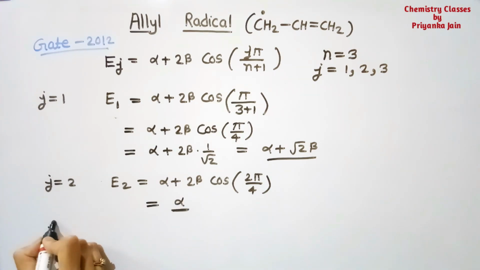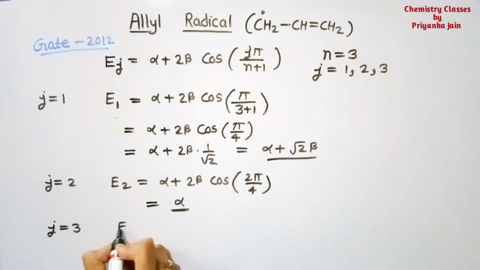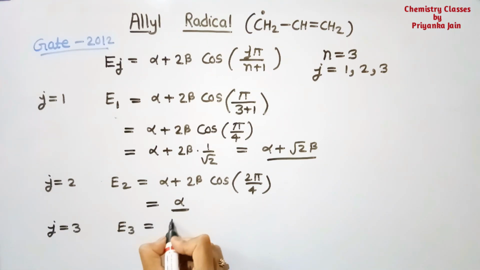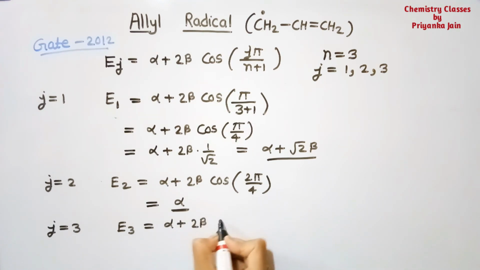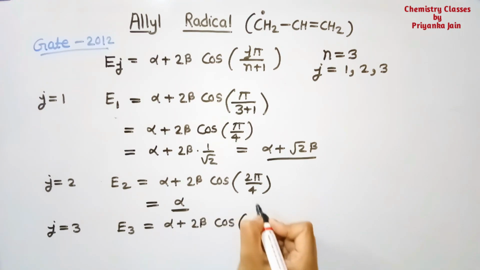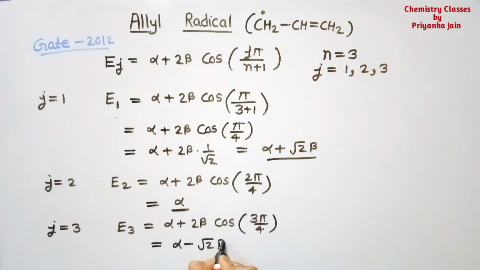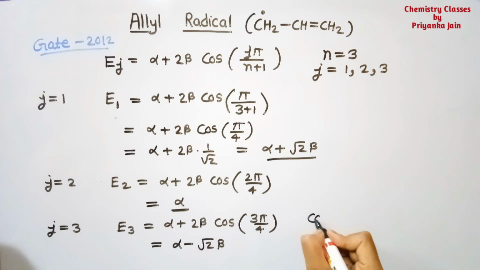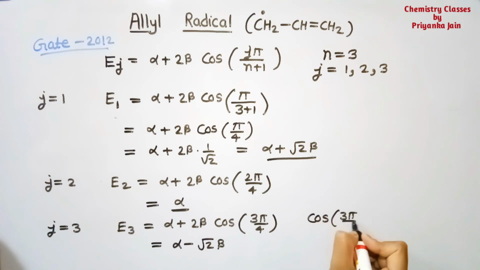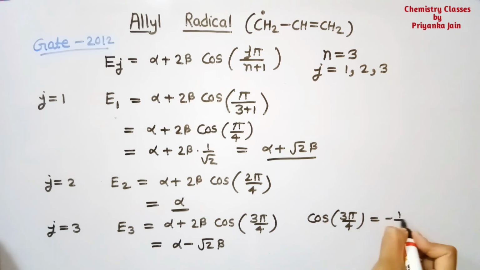Similarly in the third case, when j is equal to 3, E3 means alpha plus 2 beta cos 3 pi by 4, and this value is equal to minus 1 by root 2. So when we put it here, this will come alpha minus root 2 beta. This value, cos 3 pi by 4, is equal to minus 1 by root 2. So this will come alpha minus root 2 beta. So this is our third energy level.